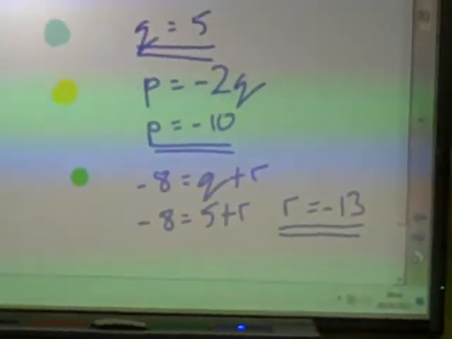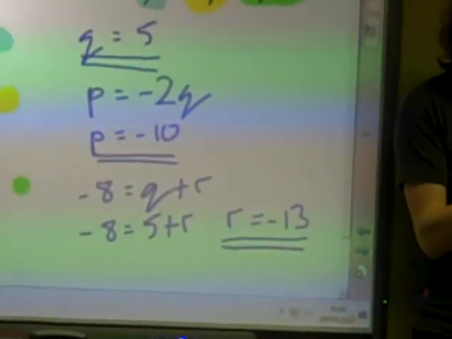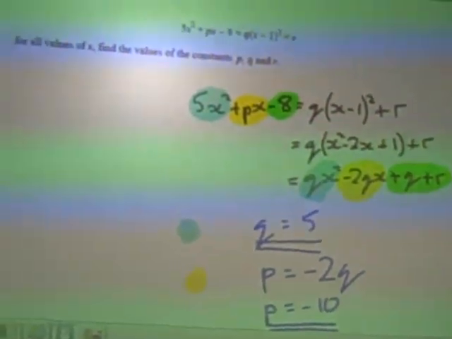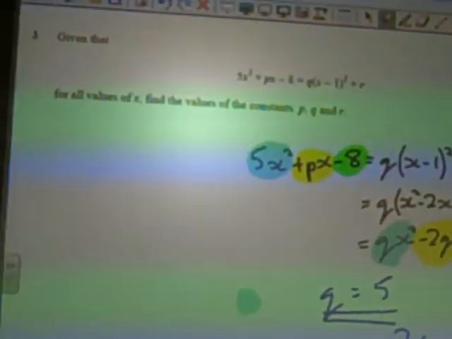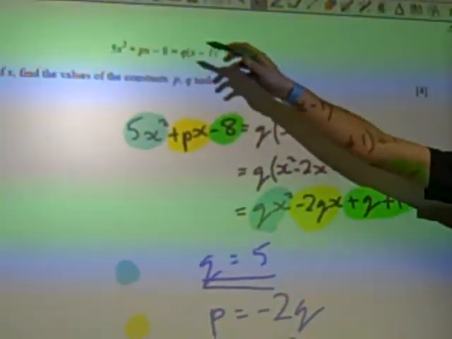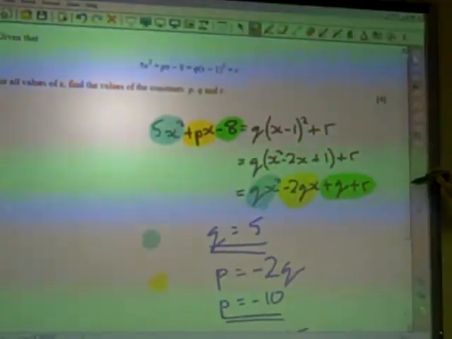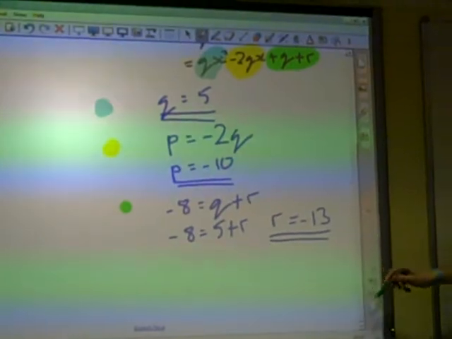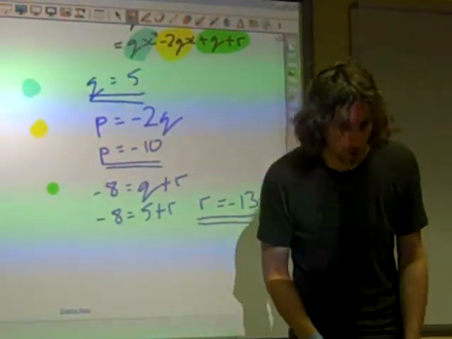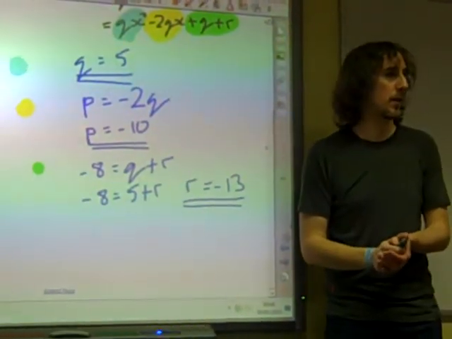And we need to make sure that we always answer the question, don't we? So the question said, find the values of the constants p, q and r. So we're not required to put it back into the equation form. We just needed to state what p, q and r were in this case, and we've done that there. And so we've got, again, that was 4 marks, wasn't it, for doing that.